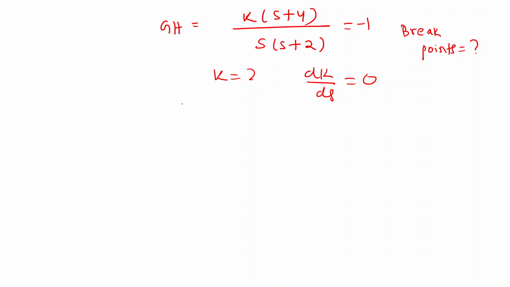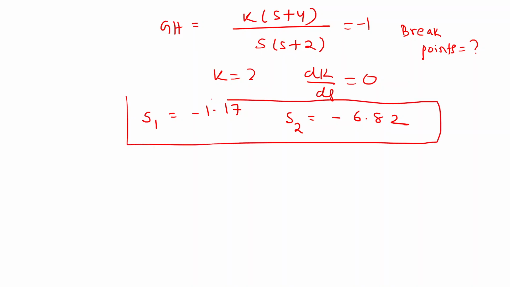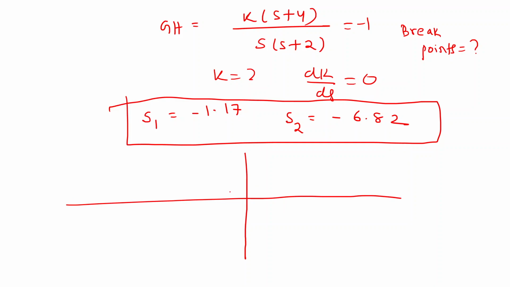I'm giving you the poles location. S1 equal to -1.17, S2 equal to -6.82. Now these are the two poles. Don't solve. Just look at these two points and tell me which point is a break-in point and which is a breakaway point. I am drawing the pole locations here. This is s equal to 0. This is s equal to somewhere -2, and this is s equal to -4.